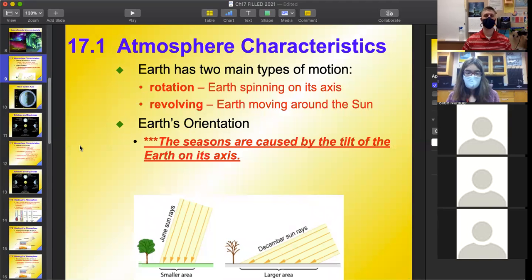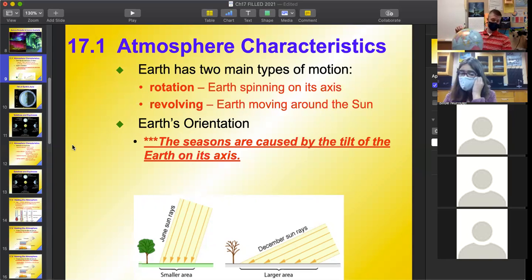All right, so we'll go on to the Earth. So the two main types of motion, not the only types, but the main types. The first one's rotation. So I have the globe here. So the Earth rotates on its axis. Every 24 hours and some change, the Earth rotates once on its axis. That's 1 day.